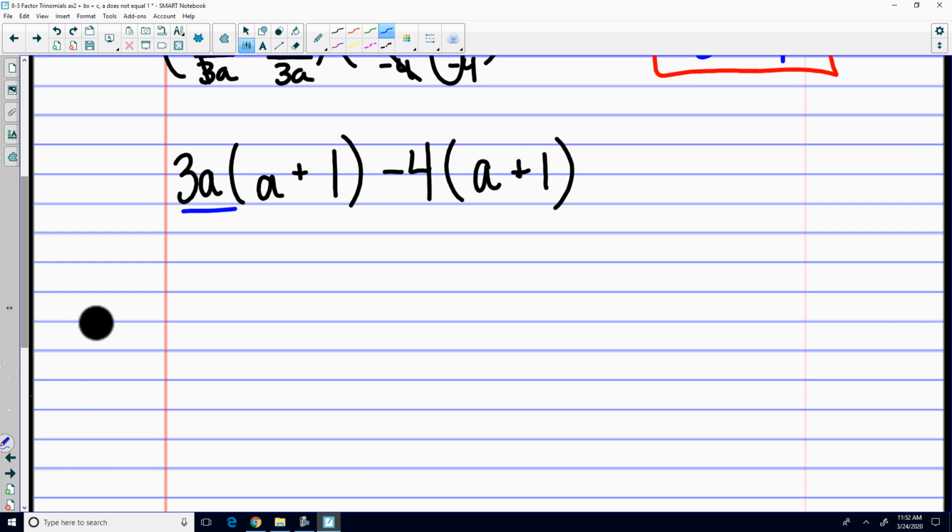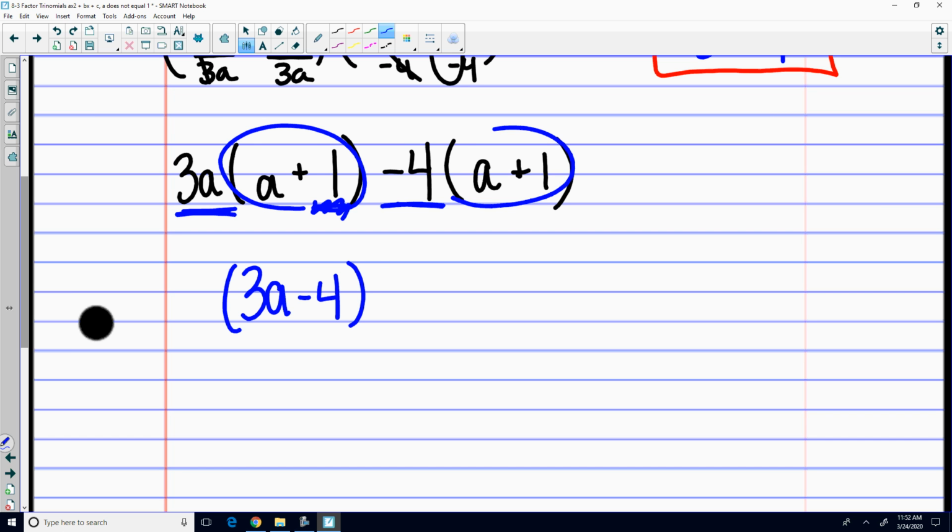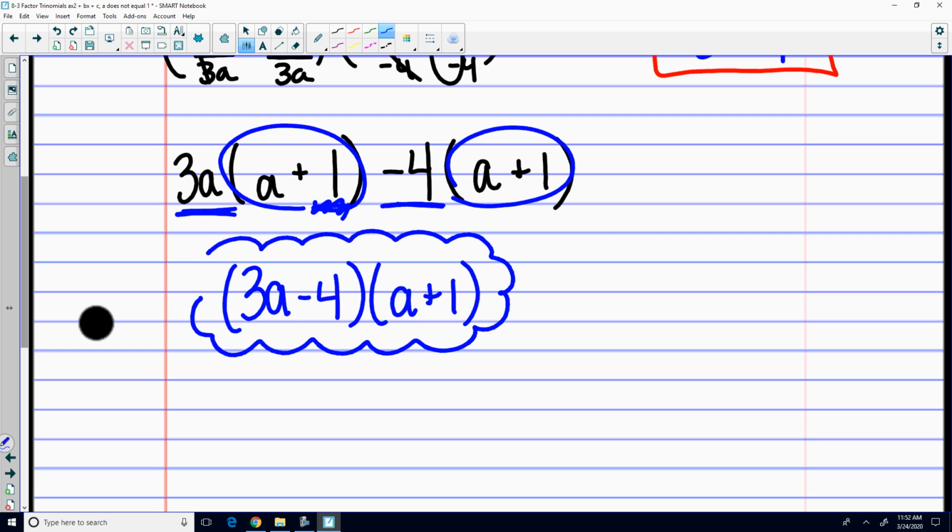So I'd have, oops, forget that I did that little, not this one. 3a minus 4. And now I see that these two are a plus 1, so that becomes my second binomial. And again, your check is to do the box method and make sure you get back to your original number.